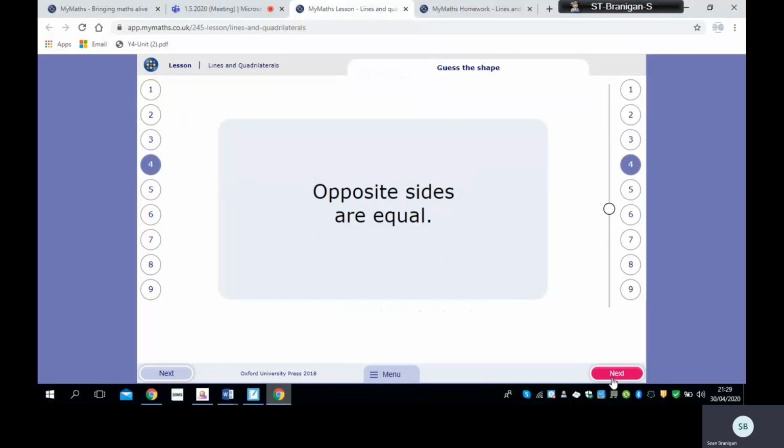And let's have a look. Opposite sides are equal, similar to a rectangle. Opposite sides are parallel, again similar to a rectangle. Each angle is a right angle, exactly the same as a rectangle. It's got 4 sides. All 4 sides are equal. That lets you know that it's a square. They're all of equal length. Okay.